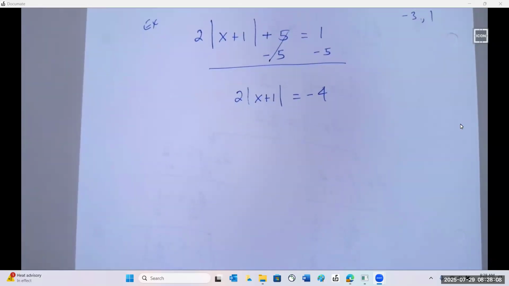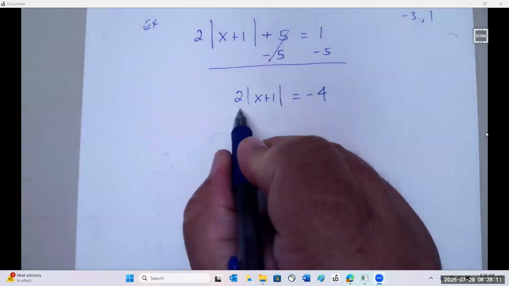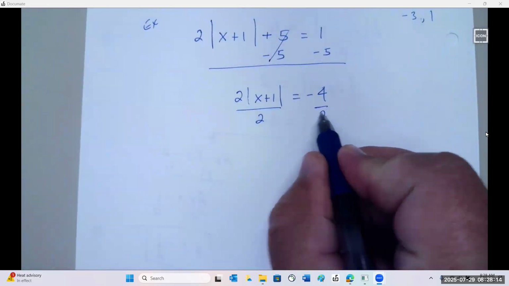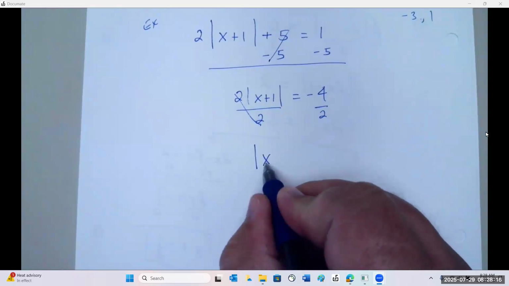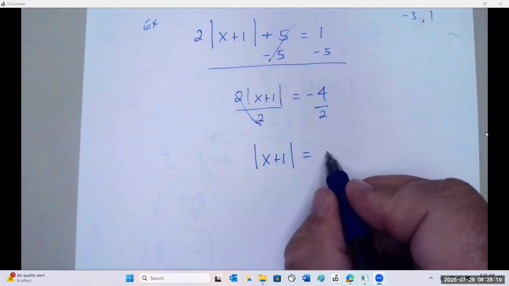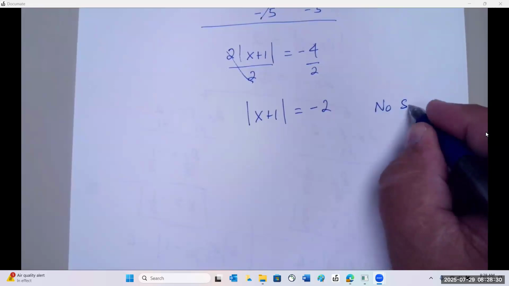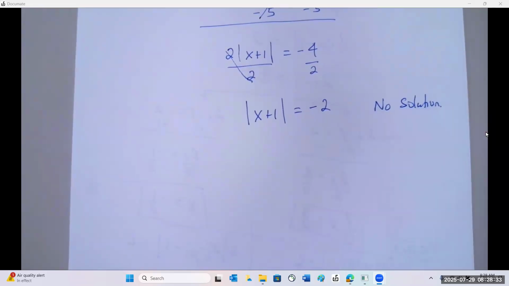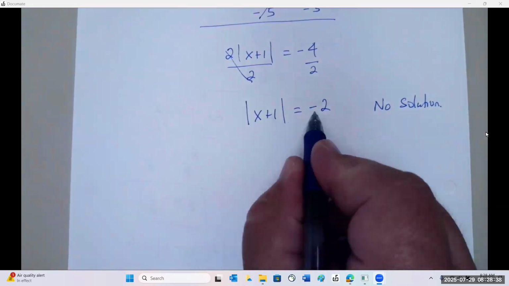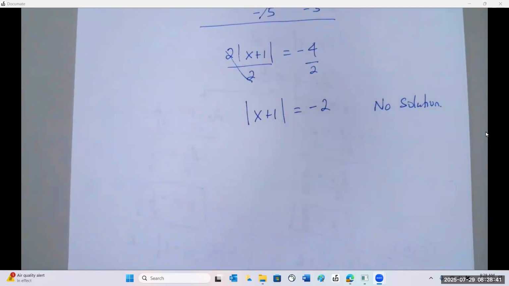Next step. Very good. Divide both sides by 2. Negative 2. Next step. No. Can an absolute value ever equal something like negative? No. So you're done. Once you get to this point, you can't go any further.